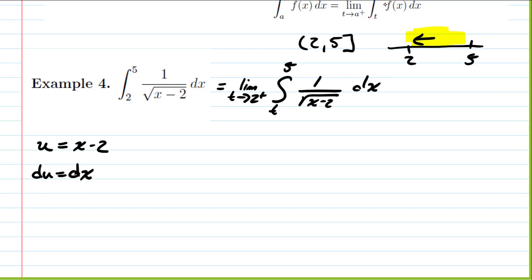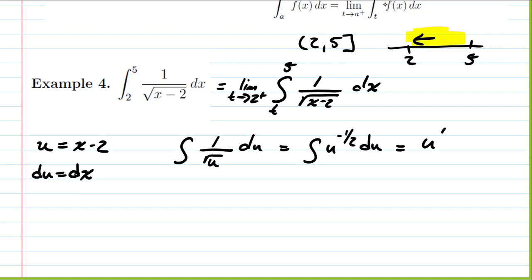So we get our integral. We're going to have 1 over the square root of u times du, which is going to be the integral of u to the negative 1/2 du. So we add 1 to our exponent and divide by it. So we get u to the 1/2 divided by 1/2. So that's going to be 2 times the square root of u, because if we make it a fraction over 1, we multiply by the reciprocal, and u to the 1/2 is the square root of u.